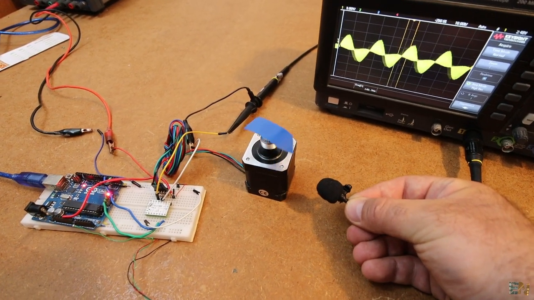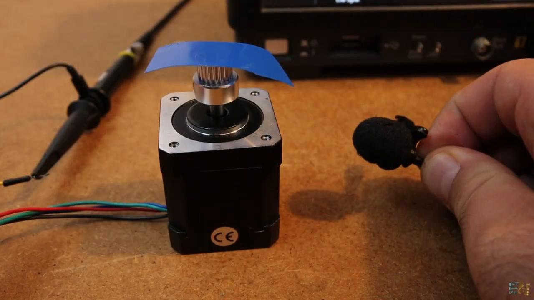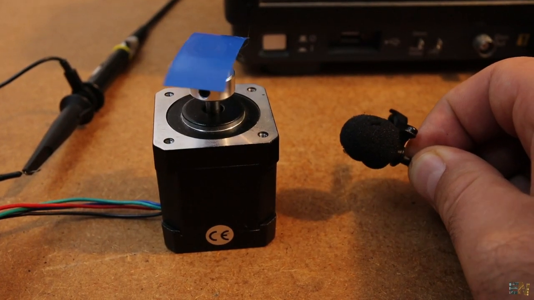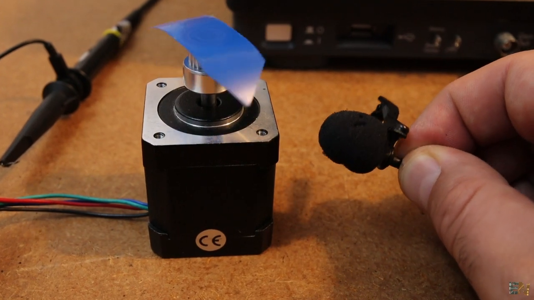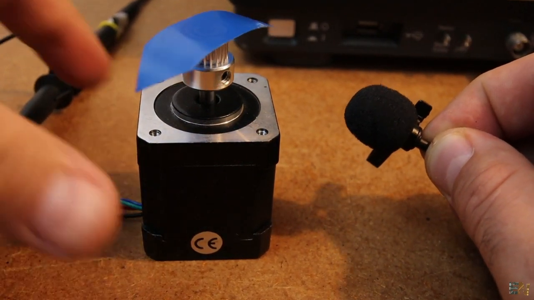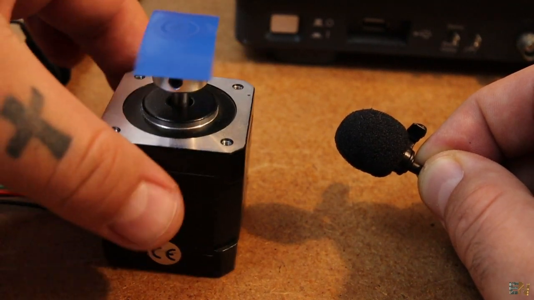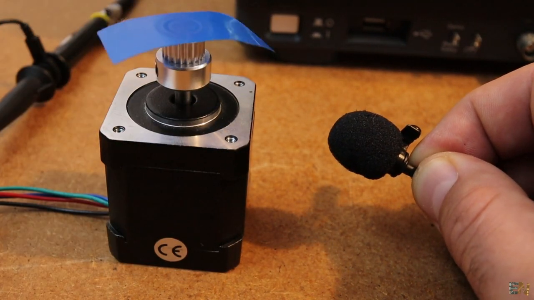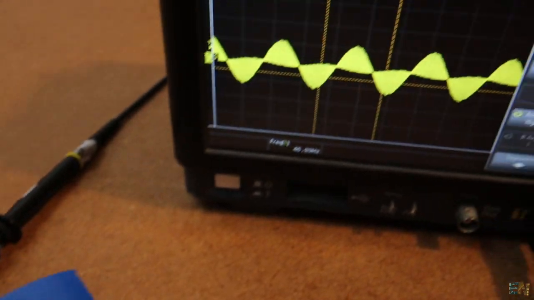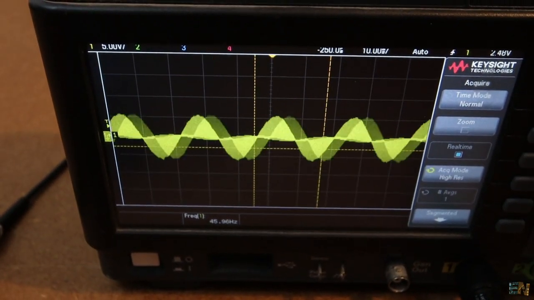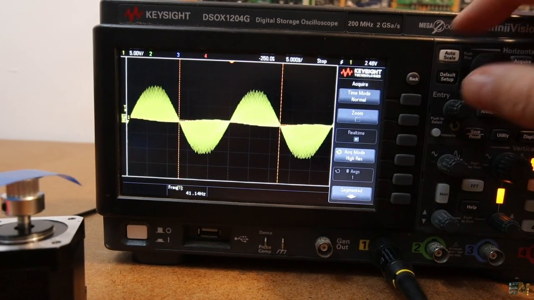The movement is silent, we don't have vibration, and so on. You can barely hear any sound, and the movement is so smooth. There is practically no vibration. So there is a significant improvement. And let's also check the signal on the scope. This is kind of a sine wave, but it is made out of short pulses.